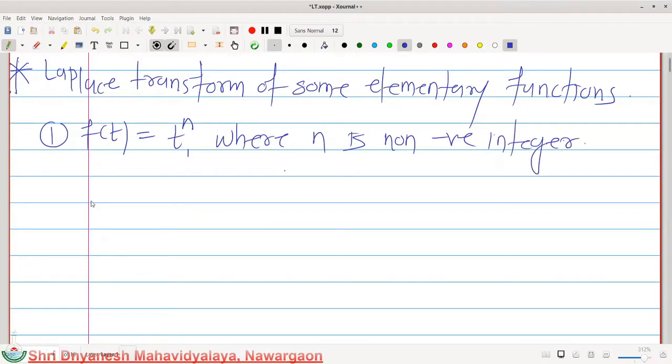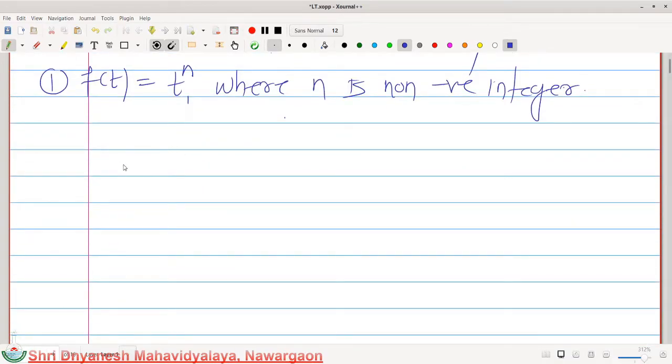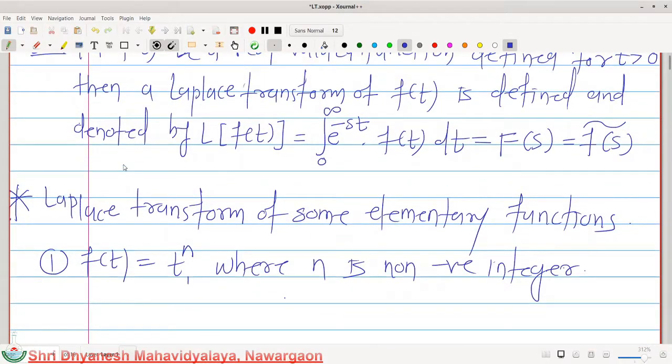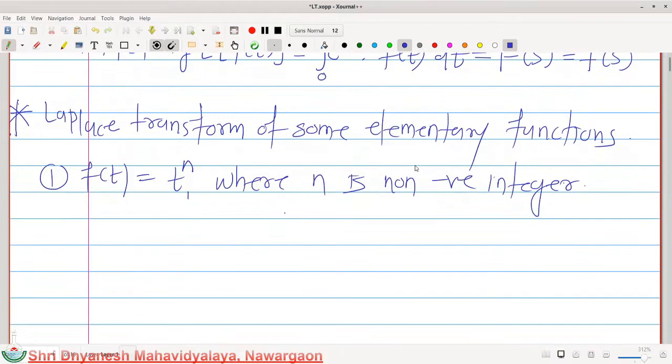Okay, so in order to find the Laplace transform of this function f of t, you just follow the definition of Laplace transform. See what Laplace transform of function f of t is: Laplace transform of f of t equals this integration. If you want to find the Laplace transform of this function, that is t to the power n, you just replace f of t from the definition of Laplace transform. So let us do that.